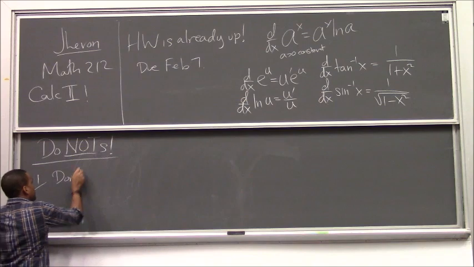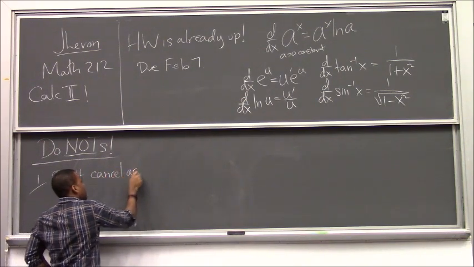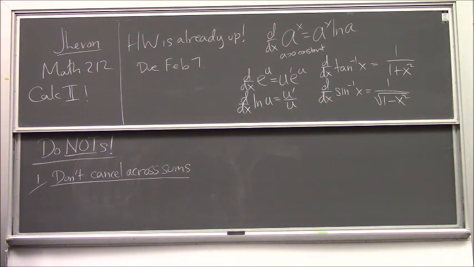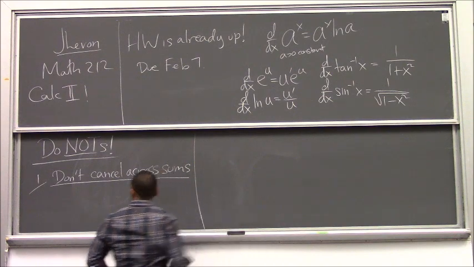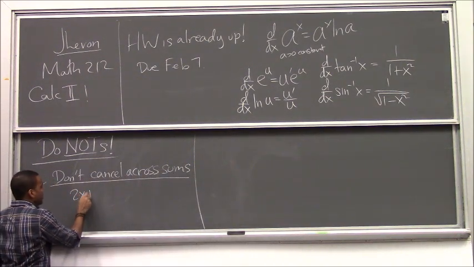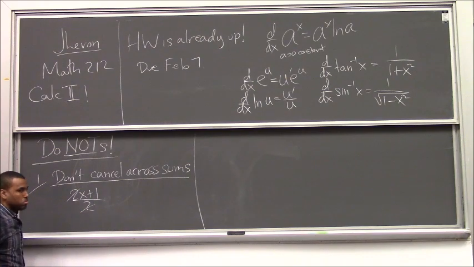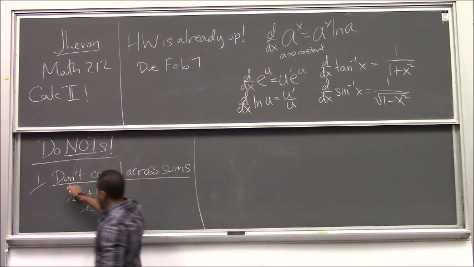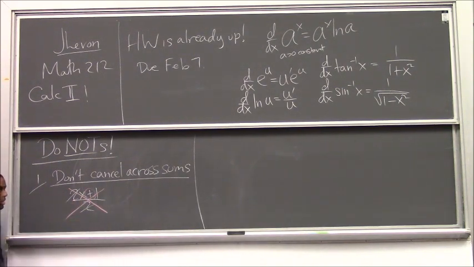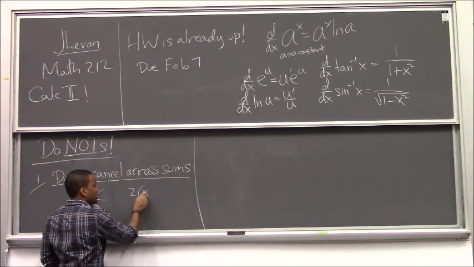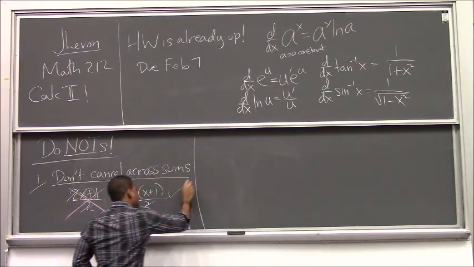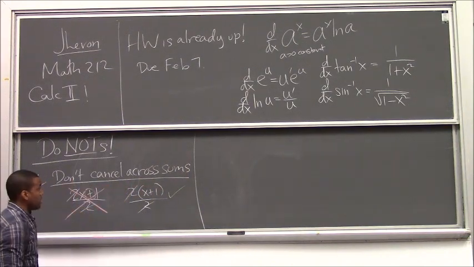So 1, don't cancel across sums. I don't want to spend too much time on this because I did spend a lot of time on these in the Calc 1 class. You can go watch that a little bit more. But this is if you have something like 2x plus 1 all over 2, and you try to cancel the 2's. Very legal. You do that, I give you 0. Not kosher. You cannot cancel across sums because of the plus sign up here. It also works for a minus sign. You can only cancel across multiplication or division. So there, that's okay to cancel. This is very bad, very wrong.